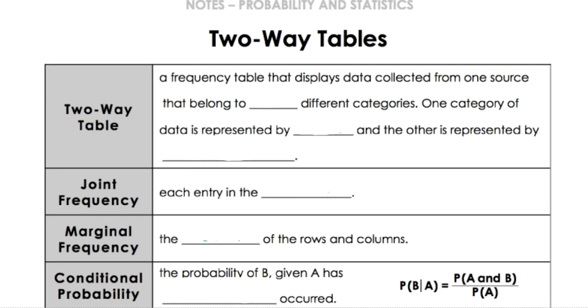Welcome back. Today we are going to be going through lesson 11.3, which is probability and statistics having to do with two-way tables. So let's jump in and talk about just what a two-way table is.